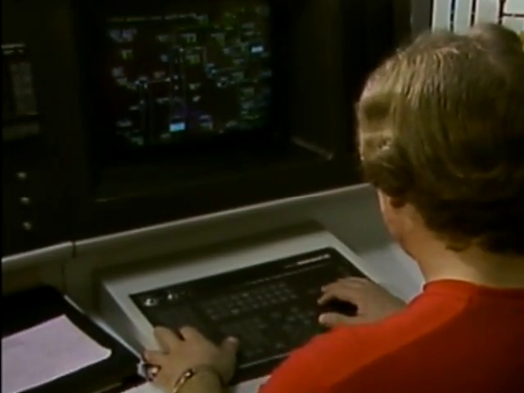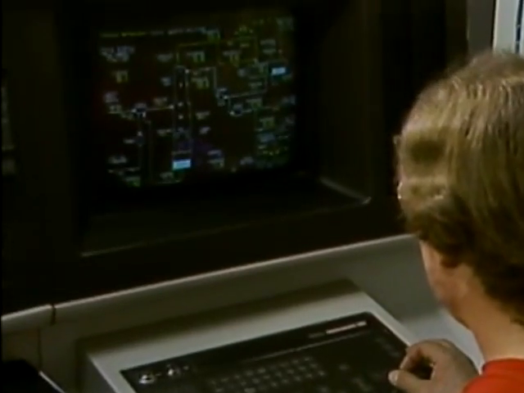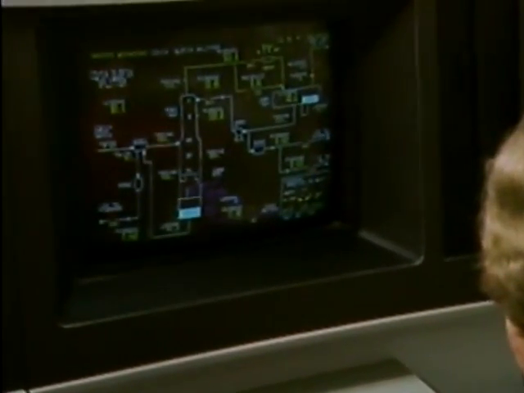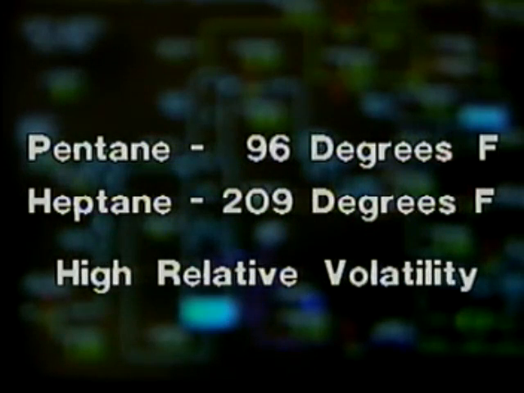Relative volatility is the relationship between components in a liquid mixture as determined by their boiling points. Let's look at two examples. Pentane boils at approximately 96 degrees Fahrenheit at atmospheric pressure. Suppose pentane is one of the components in a liquid mixture to be distilled. The other component is heptane, which boils at approximately 209 degrees Fahrenheit at atmospheric pressure. The boiling points of the two components are relatively far apart. This mixture has a high relative volatility. It would be fairly easy to separate the two components using distillation.